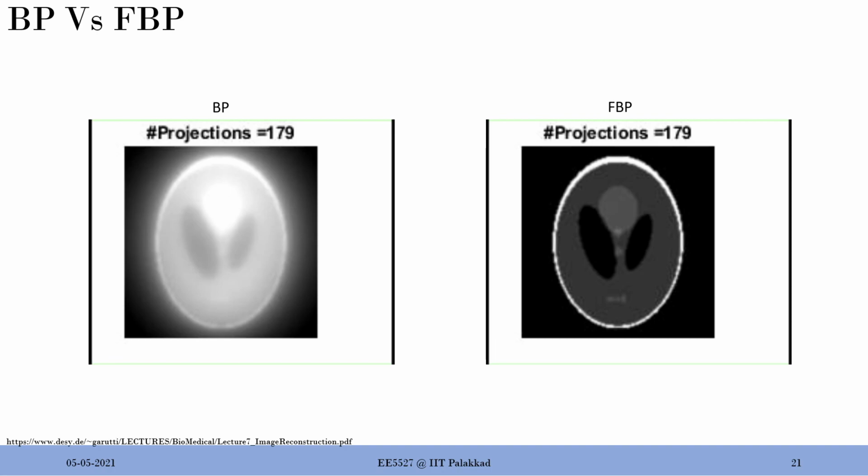And direct back projection will not help us, because there is a lot of overlap and that creates a lot of blurring. So what we need to do is apply a high pass filter, and we will not do that high pass filter in the time domain or the space domain.